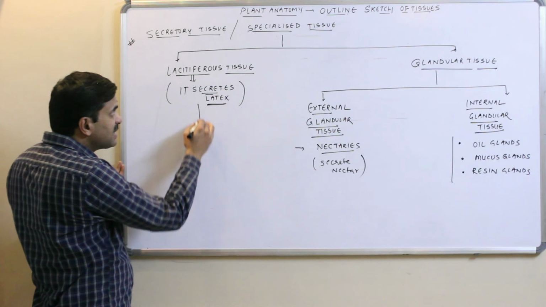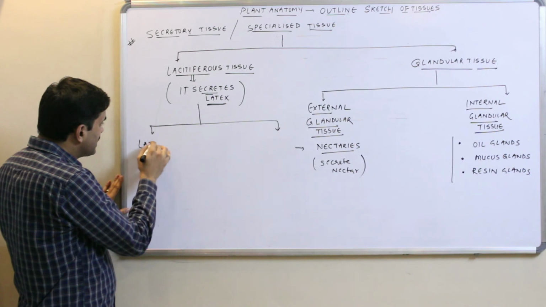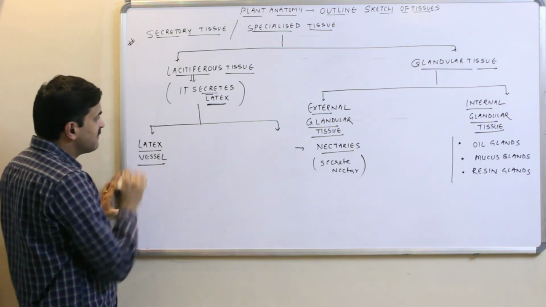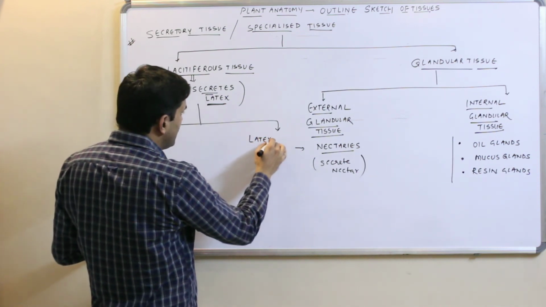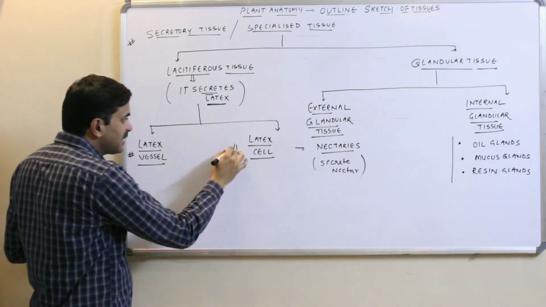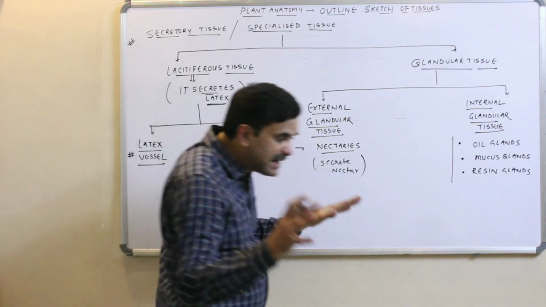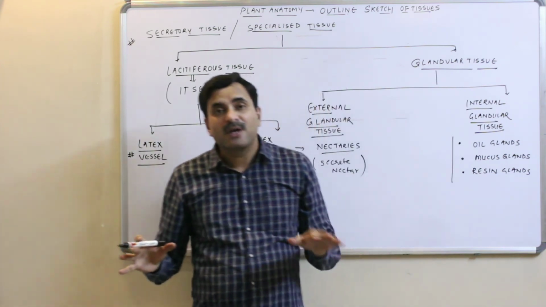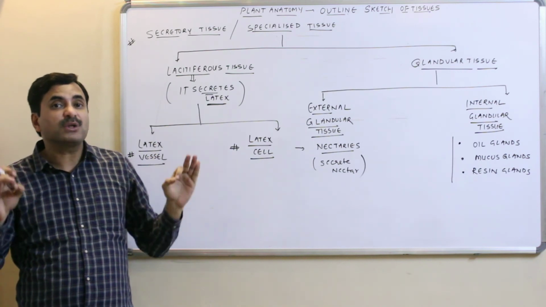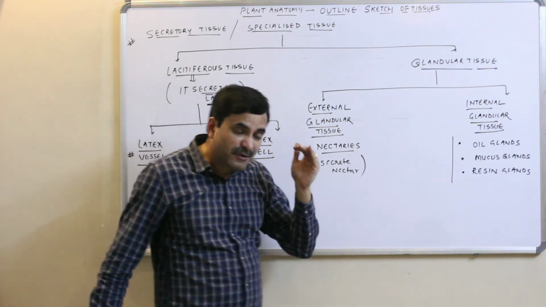Alright, and this lactiferous tissue is again divided into two categories. One is known as the latex vessel, very important, which we will be discussing later, and the other is known as the latex cell. So this was the entire outline sketch of the tissue. Whenever you study tissues now, you must have at least the total information of all those parts shown here in the outline sketch.